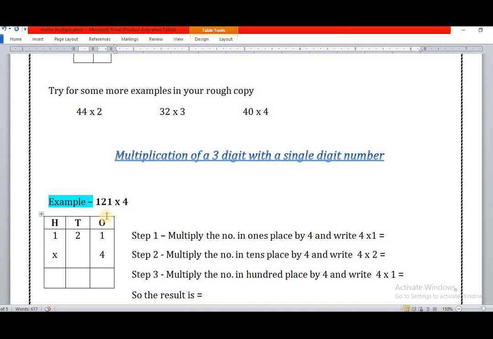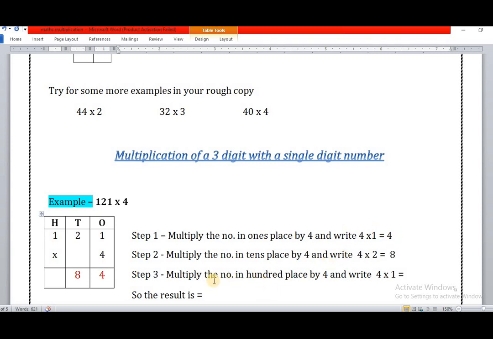This is the ones place. You have to multiply the number in ones place by 4. 4 into 1 will be 4. Right here, 4. Now step 2. Multiply the number in tens place by 4. This is the tens place. You have to multiply the number in tens place by 4. 4 twos are 8. Write here 8.